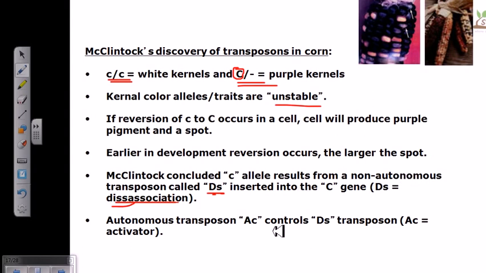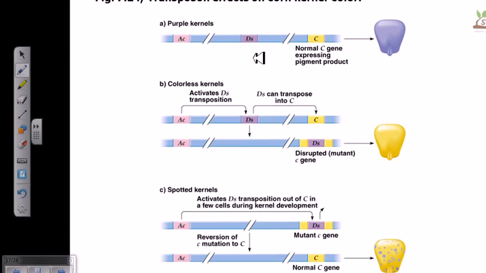Later she found that there are transposons called Ac transposons, or controllers of the transposition. Ac means activator. These activator transposons help the dissociation transposons get carried from one place to another, acting on the position of the capital C gene and mutating capital C into small c, and as a result the kernel color changes from purple to white. So this is the actual concept of McClintock. Now let us move on to the molecular level and see how it is possible.